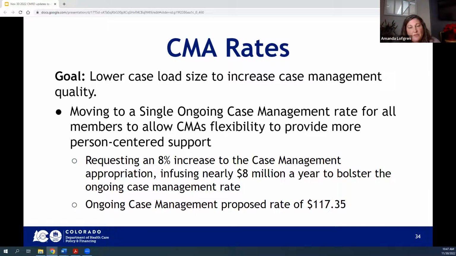When we look at our caseload size, we are looking at a ratio standard of 1 to 65, but also have provisions in there allowing case management agencies to propose to the department alternatives to that if it makes sense from their business model.